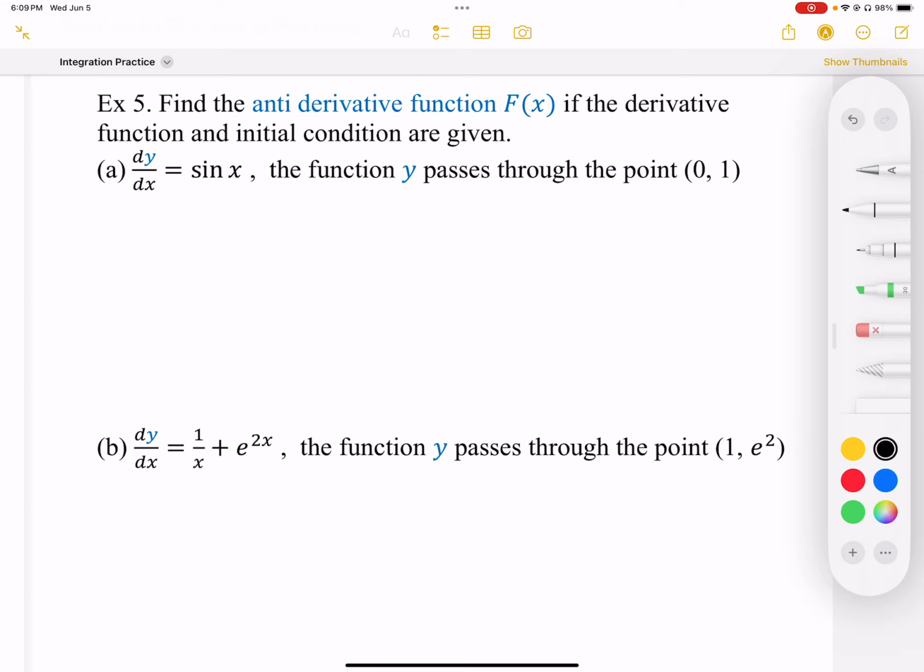In this example, we're being asked to find the antiderivative function f of x if the derivative function and initial condition are given. Now, the fact that we have an initial condition given means that if this is our initial condition at some point, it allows us to solve for the plus c. Okay, so we're going to end up with plus c. We need to solve for that.